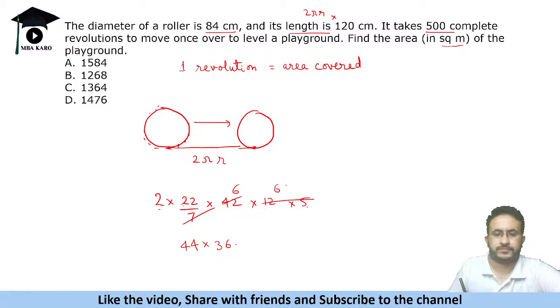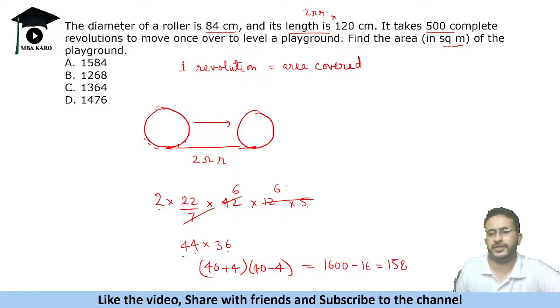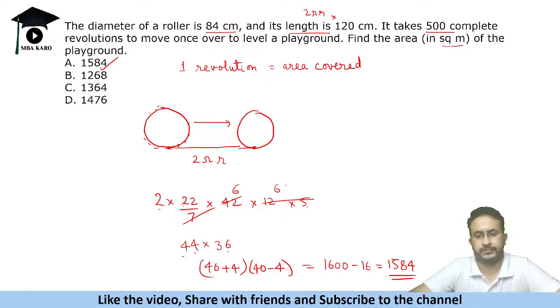So what is 44 into 36? This can be done as 40 plus 4 into 40 minus 4. 1600 minus 16 is equal to 1584. Okay, that will be the area.